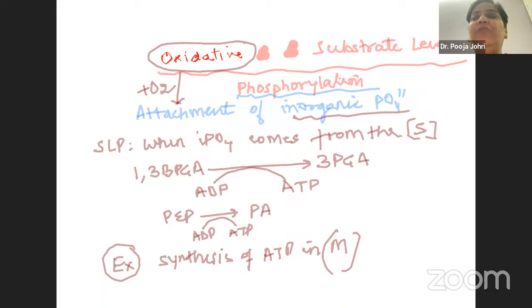Is it clear to all of you, beta? Oxidative or substrate level phosphorylation में फर्क क्या है? Phosphorylation is simply attachment of inorganic phosphate. अब if this inorganic phosphate is given at the expense of the substrate, उसको हम बोलेंगे substrate level phosphorylation. But if it is taking place in the presence of oxygen, it will be known as oxidative phosphorylation.